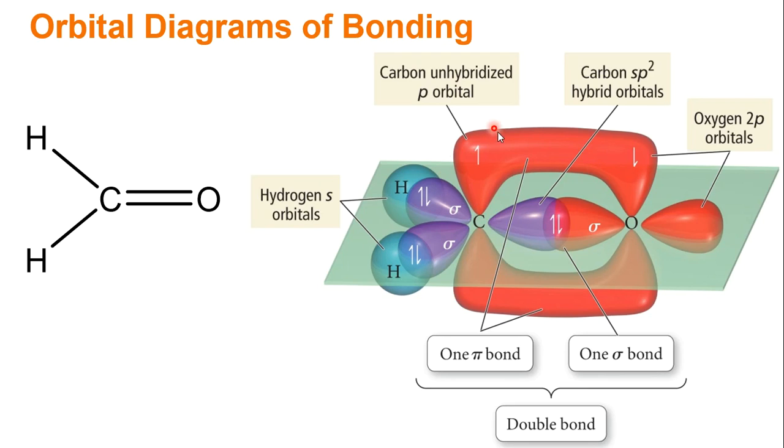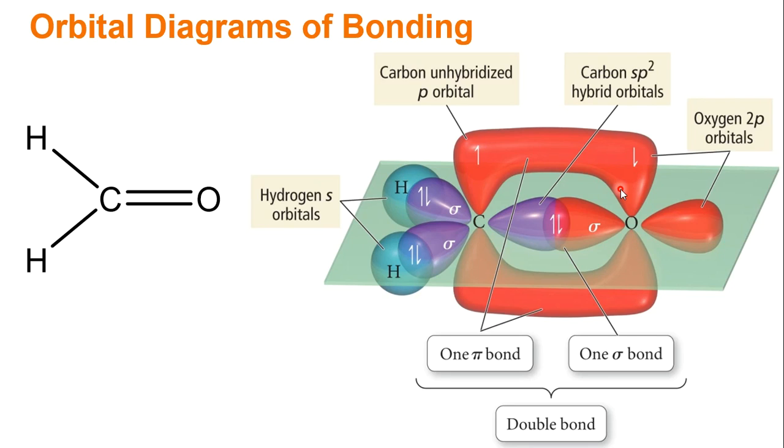So we see this p orbital that's going up from carbon, and I see this p orbital that's going up from oxygen, and they reach over and touch each other, and that's our pi bond, okay? So sigma, single; pi, double, okay?